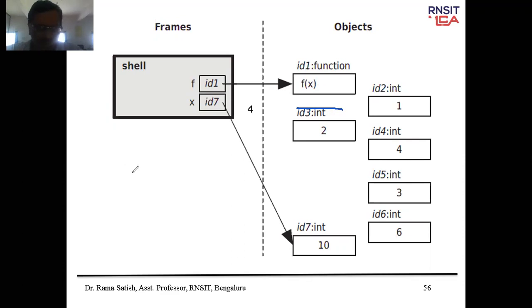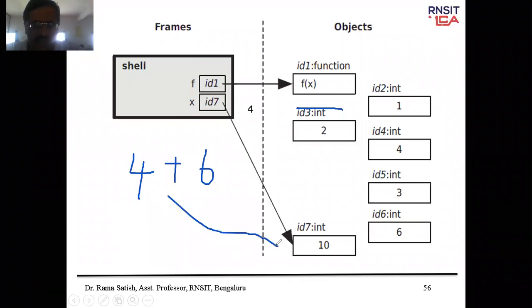So earlier already 4 was there. 4 plus 6, finally the total was 10, and this 10 is finally stored into the variable x. It is stored into variable x. This is how the tracing happens.